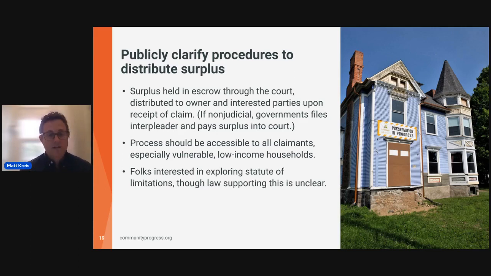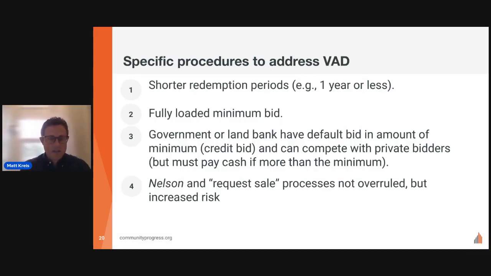There are a lot of folks interested in exploring the statute of limitations. How long should we hold that surplus? Certainly we encourage folks to look into this in their own jurisdictions. We've heard certain time limits put out there. As far as we can tell, the law supporting a statute of limitations on this is very limited at best, but certainly nothing to say that we can't do it at all or explore what that looks like in your own particular jurisdiction. Next.